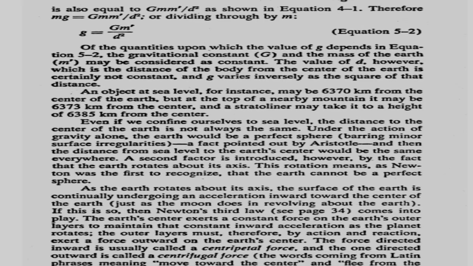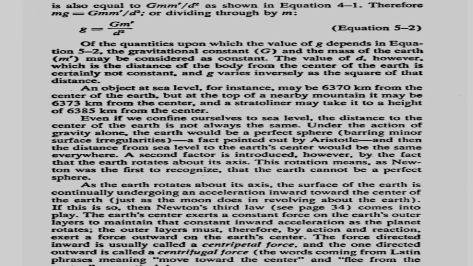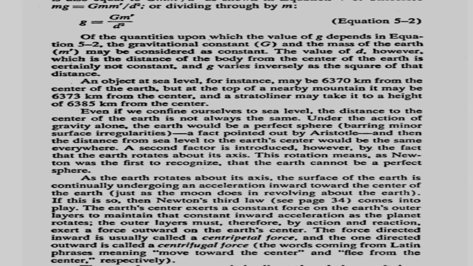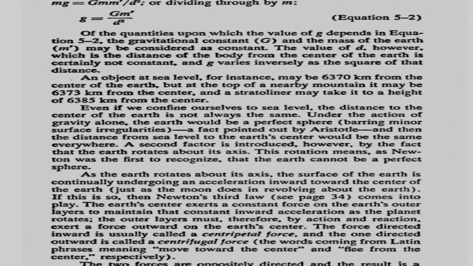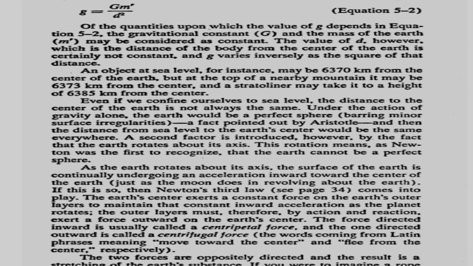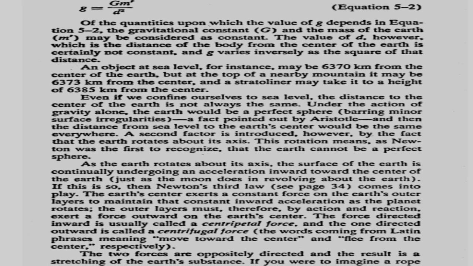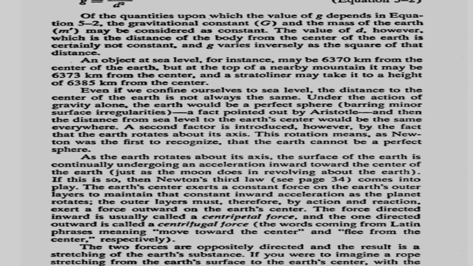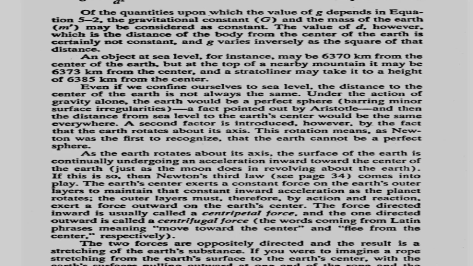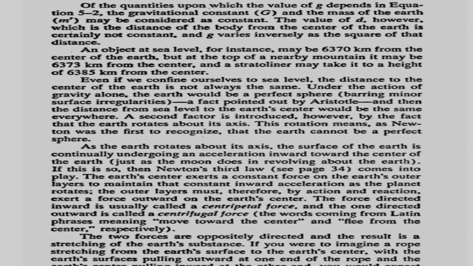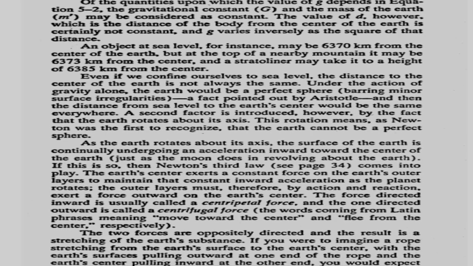Equation 5-2. Of the quantities upon which the value of g depends in equation 5-2, the gravitational constant, uppercase G, and the mass of the Earth, m', may be considered as constant. The value of d, however, which is the distance of the body from the center of the Earth, is certainly not constant, and g varies inversely as the square of that distance.